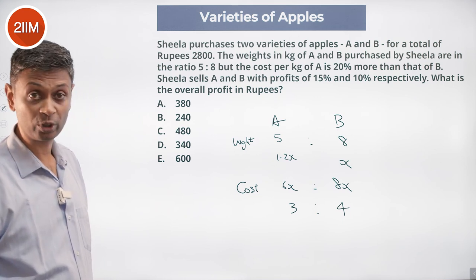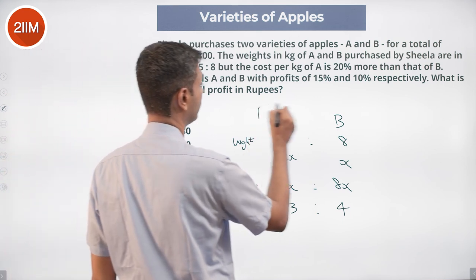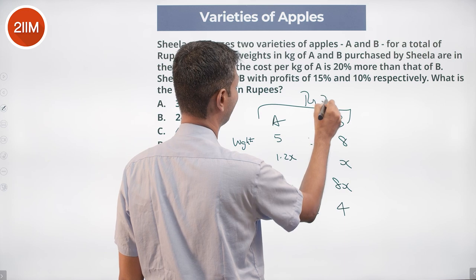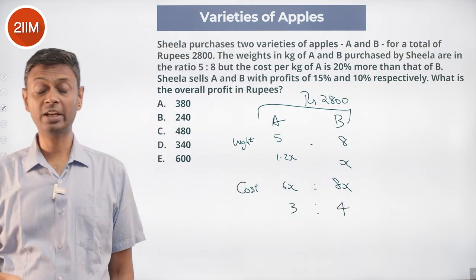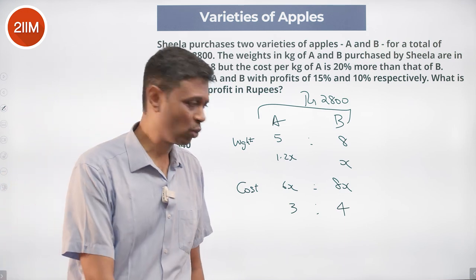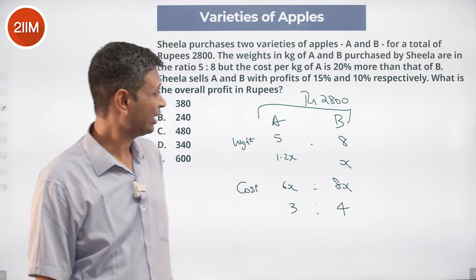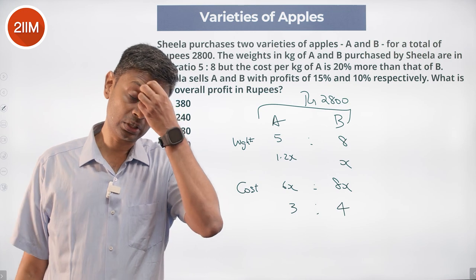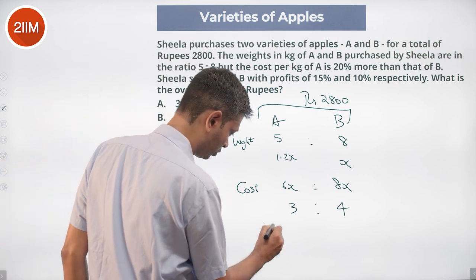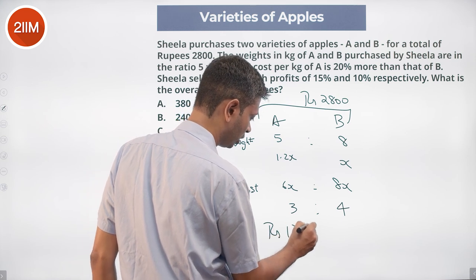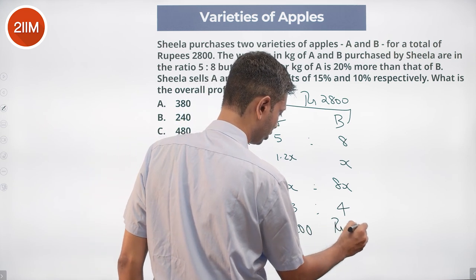The total cost is ₹2,800. A and B put together is ₹2,800. Beautiful. The moment this is 3:4, we see that the other number is 2800. Life becomes easy. 3 plus 4 is 7. 7 corresponds to 2800. 2800 by 7 is 400. So this is for ₹1,200. This is for ₹1,600.